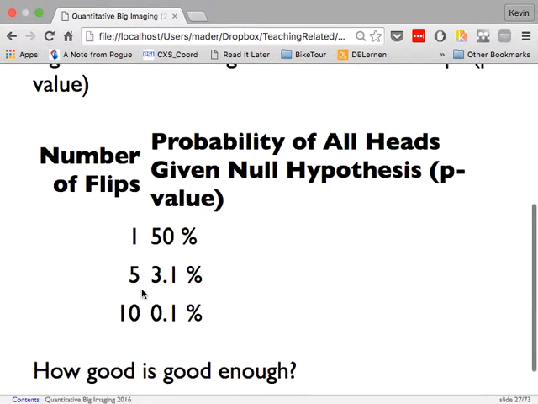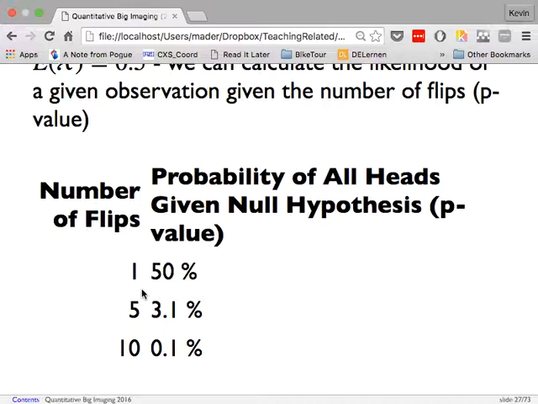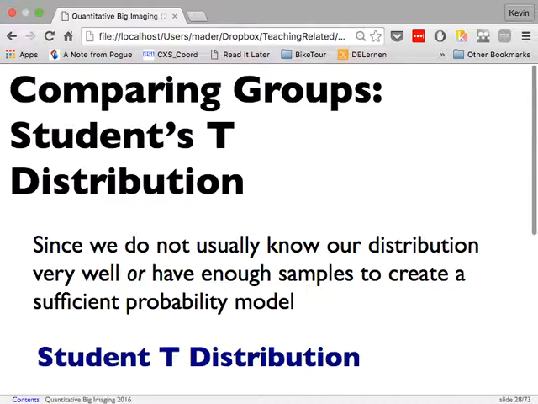And the question that you have then here is how good is good enough? How many of these flips do you have to do to be confident that your null hypothesis is in fact wrong, or that it's unlikely to be true? And of course, that depends a lot on what your data are and what your requirements for further analysis are.